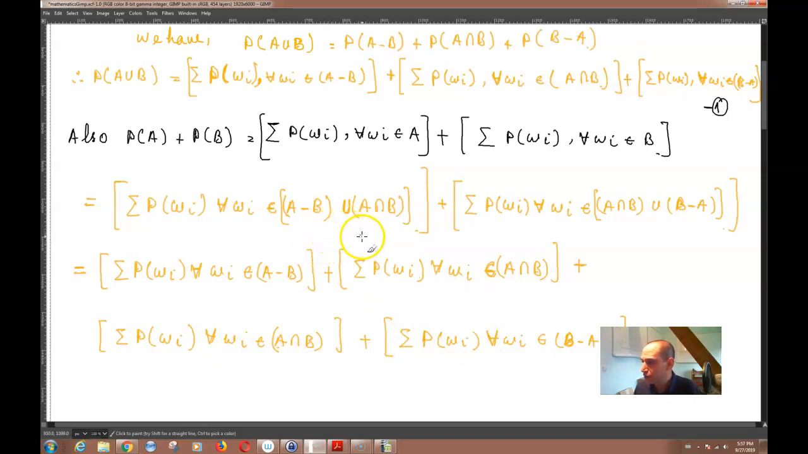And so using one, we said that the sigma of P of the omega of I for all omega of I belonging to the sets A minus B and A intersection B and B minus A, if you add all of these together, you will get P of A union B. So what that means is that A minus B is over here, A intersection B is over here, and B minus A is over here. So I can write all of these three added together as P of A union B.